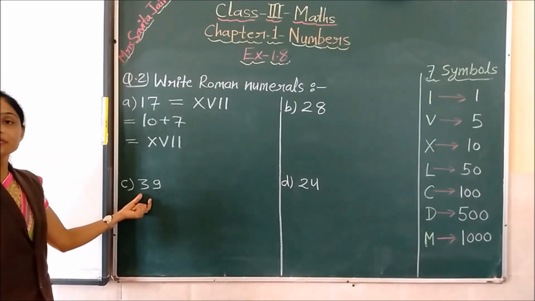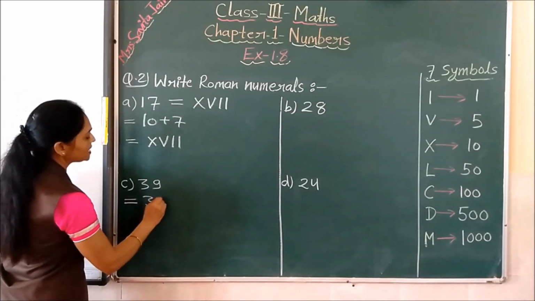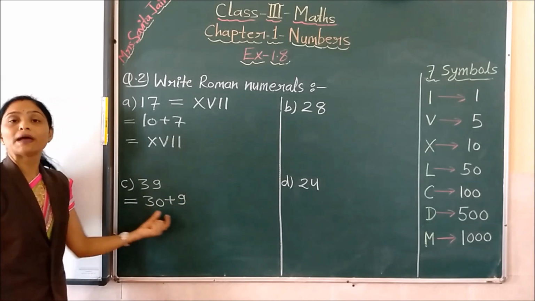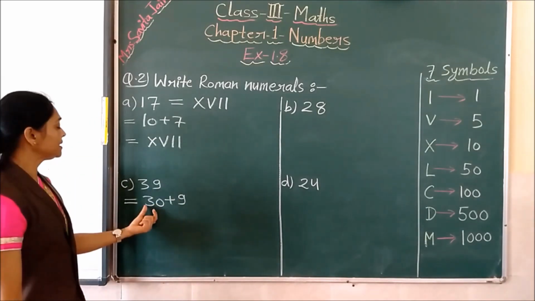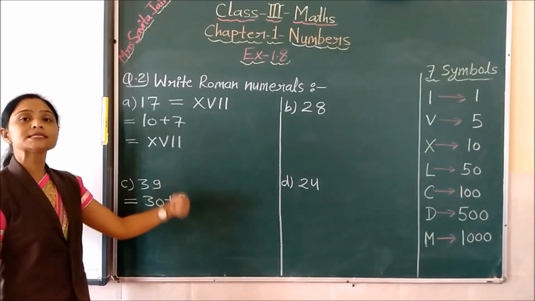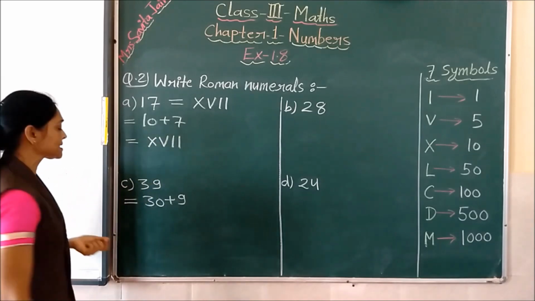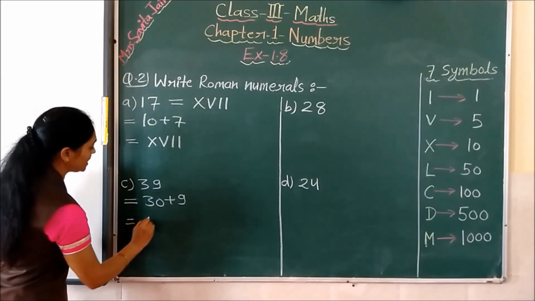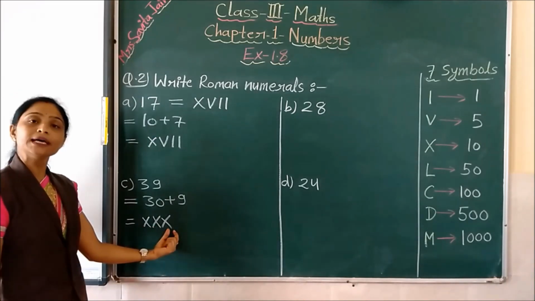Now second one we will see. See here, this is how much? 30 plus 9 as expanded form. Now we will see how can we write 30. 30 can be written as 10 plus 10 plus 10, 3 times. Means we have to repeat this X. How many times? 3 times. Yes. This is 10 plus 10 plus 10.